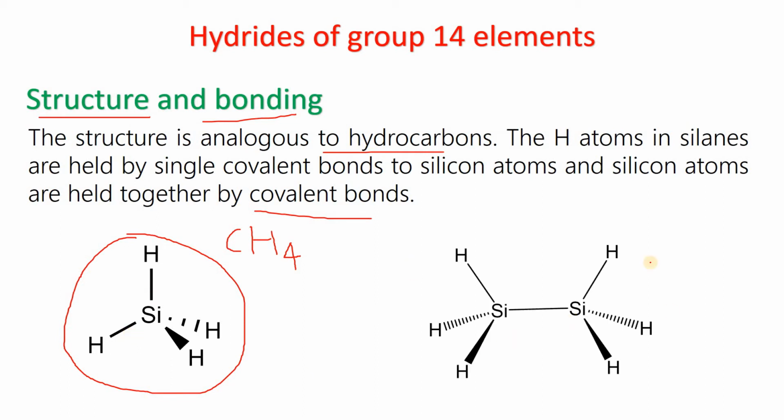For the next higher member, if we compare this with C2H6, ethane, the structure of disilane is analogous to ethane. The hybridization is again sp3. This silicon is sp3. This is also sp3. And all these silicon-hydrogen bonds are covalent bonds, and this silicon-silicon bond is also a covalent bond.